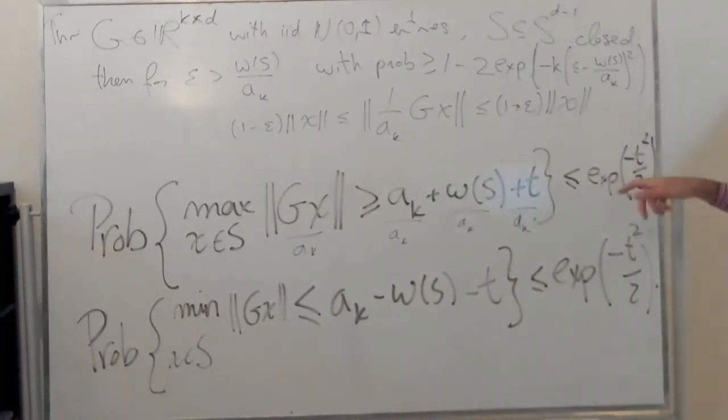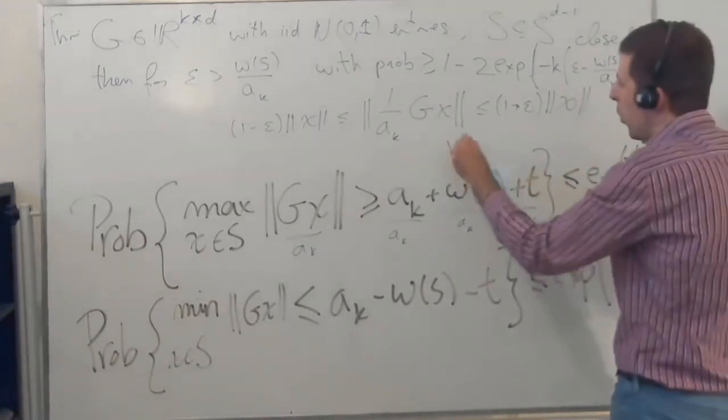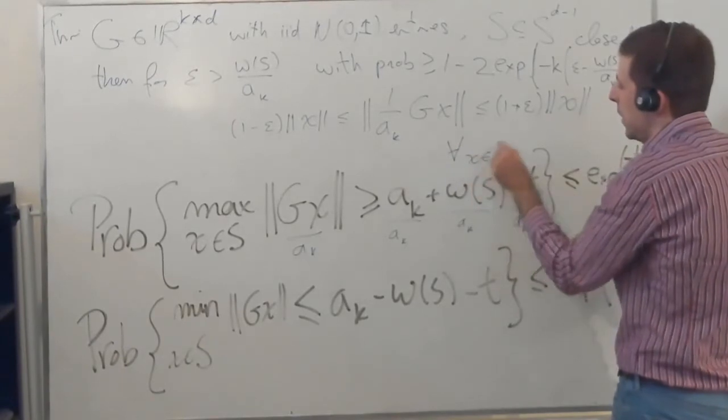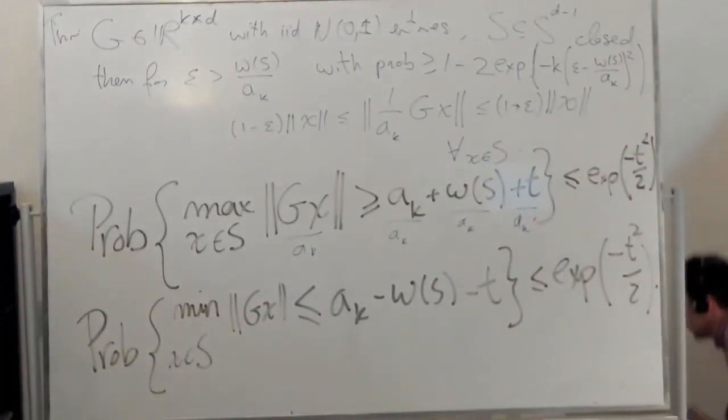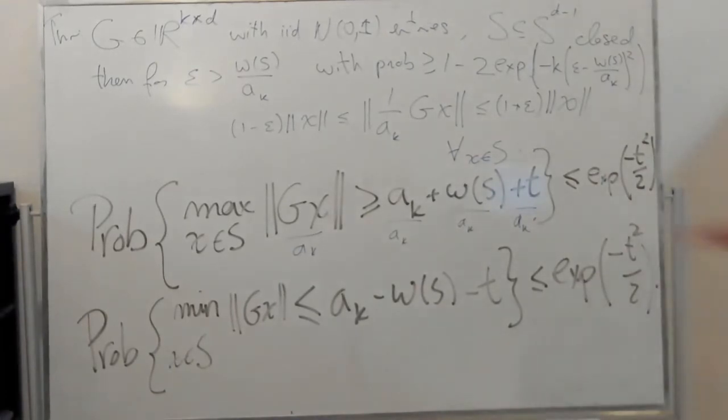It's what works out when we work out what t is as a function of epsilon, you get exactly this. Then this will work for all x in S. And now we have a Johnson-Lindenstrauss type statement. Well, it's not really a projection, but almost a projection.